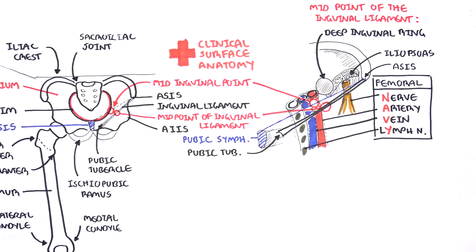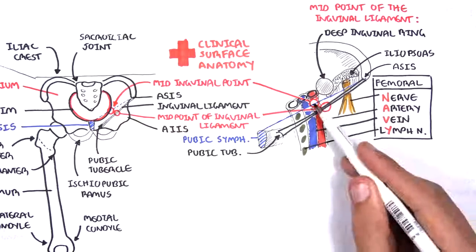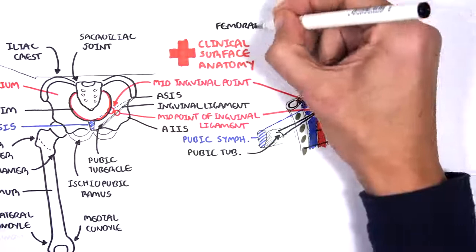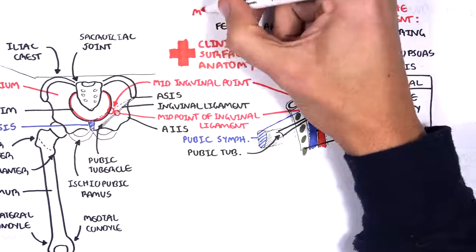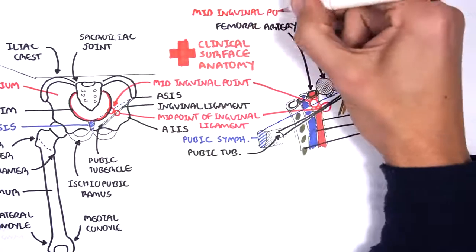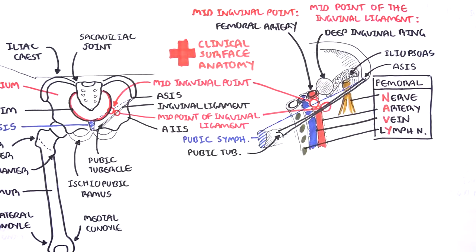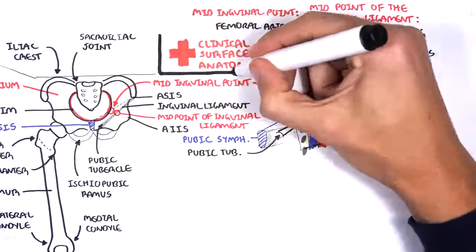So lateral to medial, the structures can be remembered as NAVY. N for femoral nerve, A for artery, V for vein, and Y for lymph. The femoral artery is important because this can be an access for stenting of the heart and the aorta. Similarly, the femoral vein is important because it is an access for central lining. And to find all these structures, you just need to remember the mid-inguinal point, which is where the femoral artery is located, and then you can work medially.